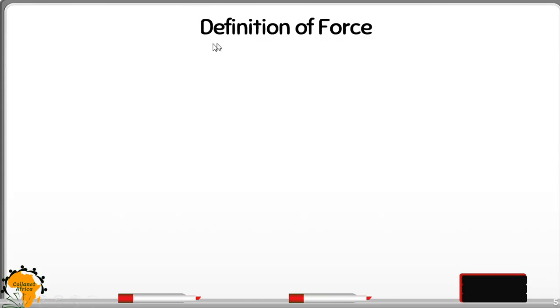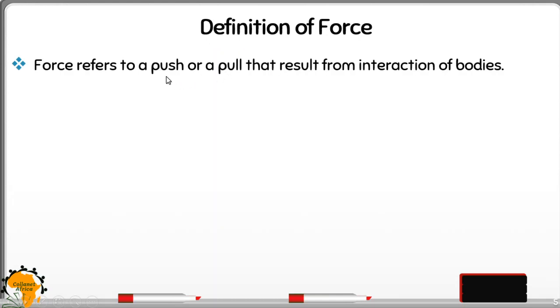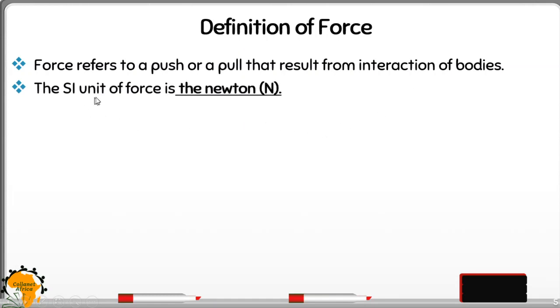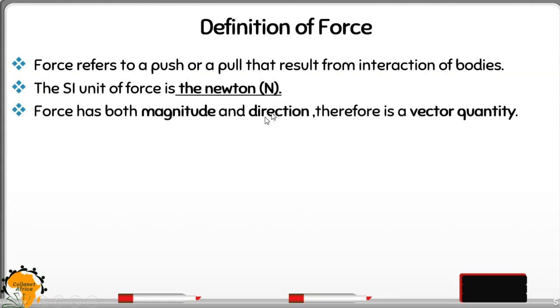Welcome to today's lesson. We are going to look at the definition of force, and this refers to a push or a pull, and this is due to interaction between the bodies. We have that the SI unit of force is Newton. Note the symbol is capital N.